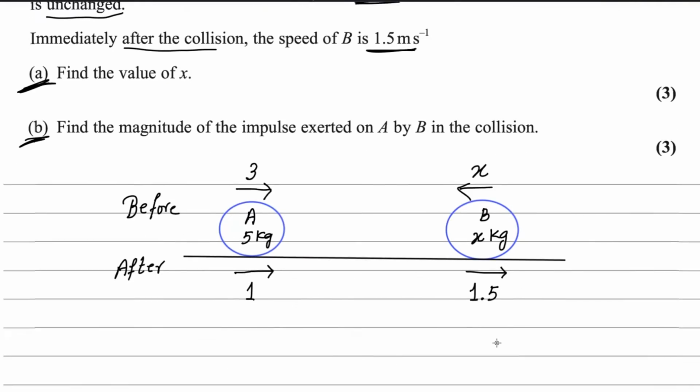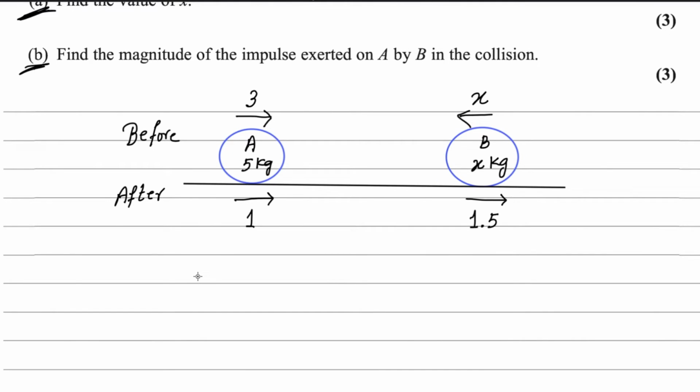Now apply the law of conservation of momentum: m1 u1 plus m2 u2 equals m1 v1 plus m2 v2. Here is a very tricky point. Which way do you want to take the momentum direction as positive? Here I am taking right side positive. The velocities on the right side we will take positive, and left side we will take negative.